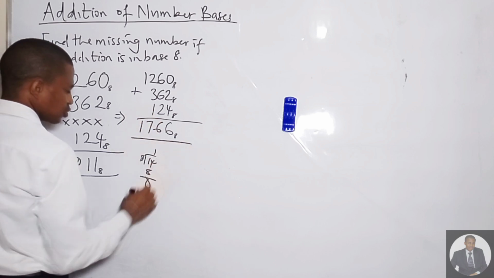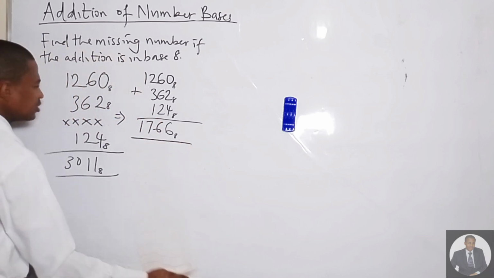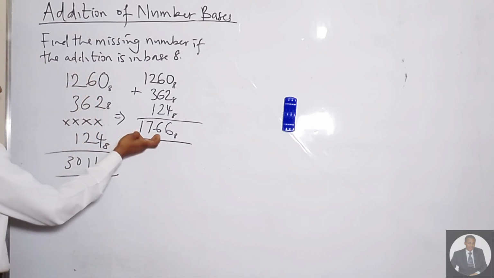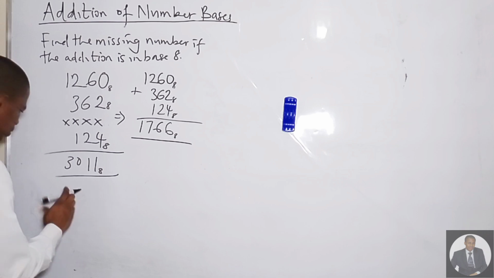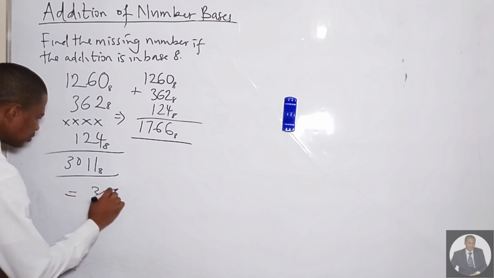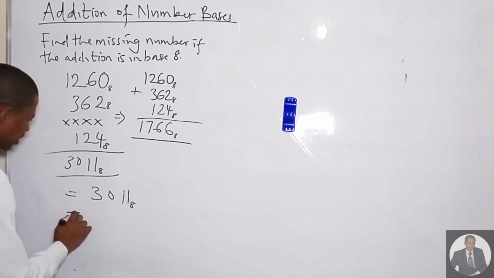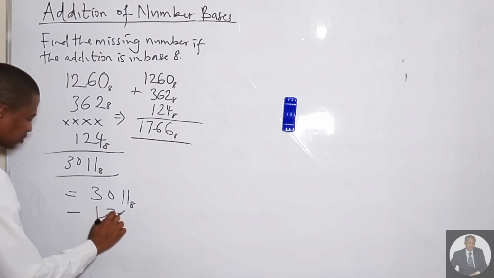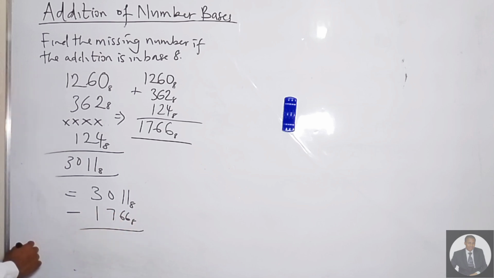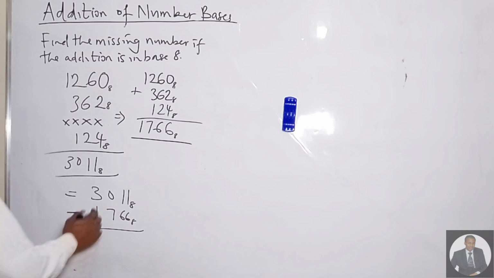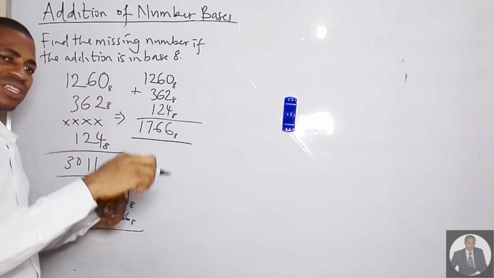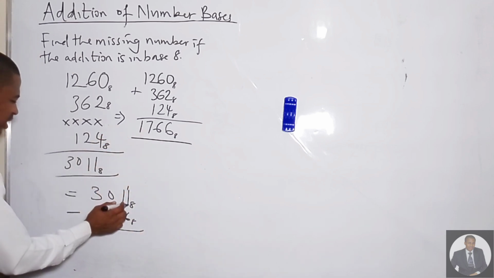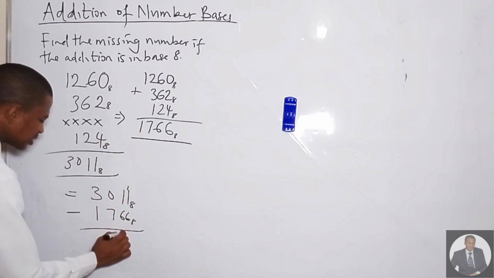So the addition of the known numbers gives us 1, 7, 6, 6. So we subtract this from what we have here. So we have 3, 0, 1, 1 base 8 minus 1, 7, 6, 6 base 8. 1 cannot remove 6 in base 8. So we carry 1 from here to here. That 1 we are carrying, in base 10 it used to be 10, but now it's in base 8, it will be 8. So it will be 8 plus 1, 9. 9 minus 6, 3.